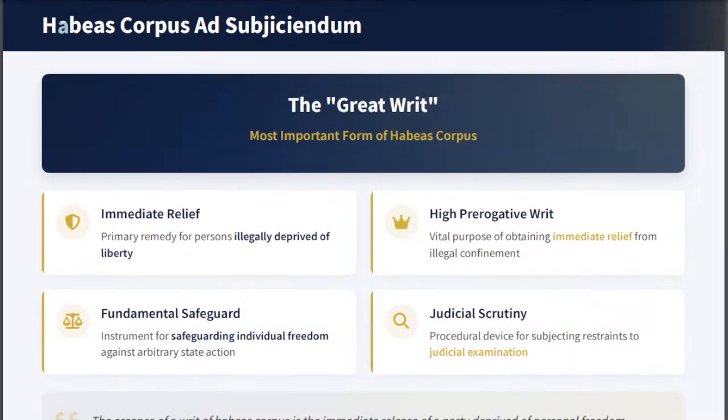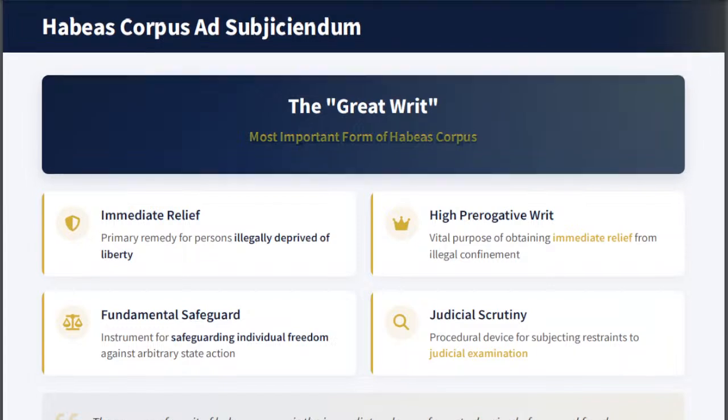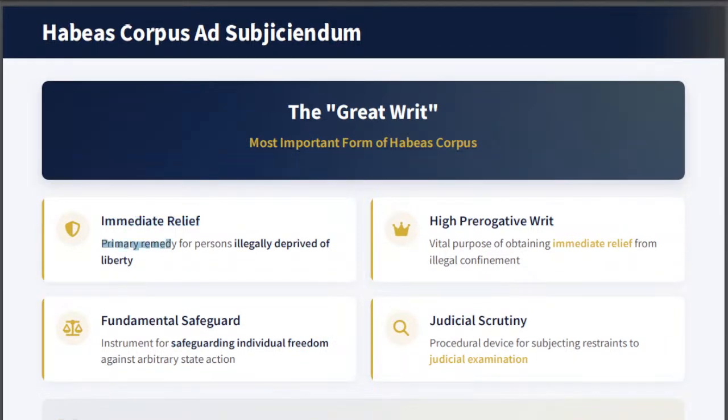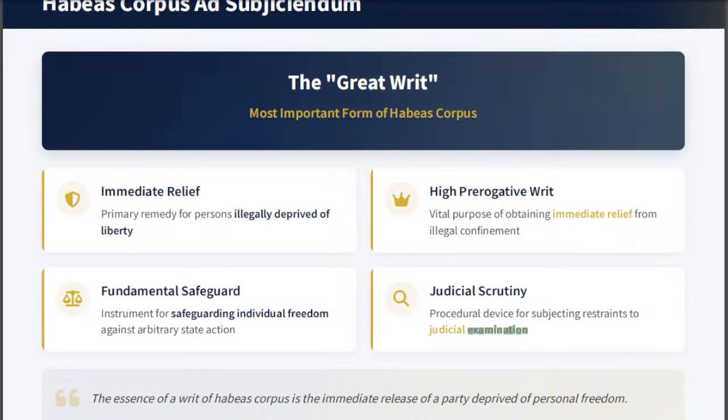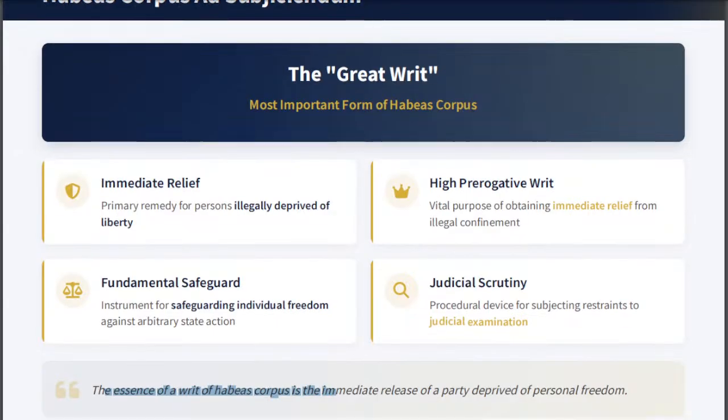So that takes us to the habeas corpus ad subjiciendum, the Great Writ, most important form of habeas corpus. Why? Because it grants immediate relief, primary remedy for persons illegally deprived of liberty. High prerogative writ. It's a vital purpose of obtaining immediate relief from the illegal confinement. It's a fundamental safeguard. It's an instrument for safeguarding individual freedom against arbitrary state action. And it's judicial scrutiny. It's a procedural device for subjecting restraints to judicial examination. The essence of a writ of habeas corpus is the immediate release of a party deprived of personal freedom.